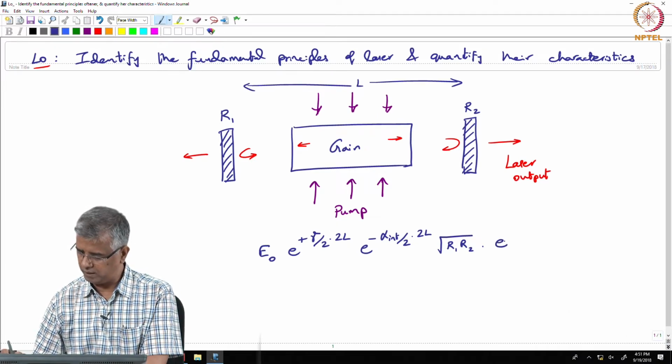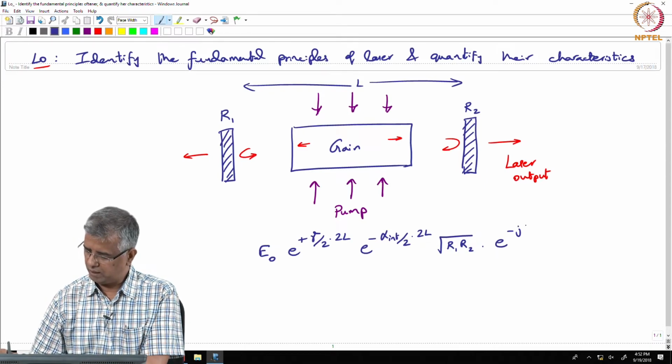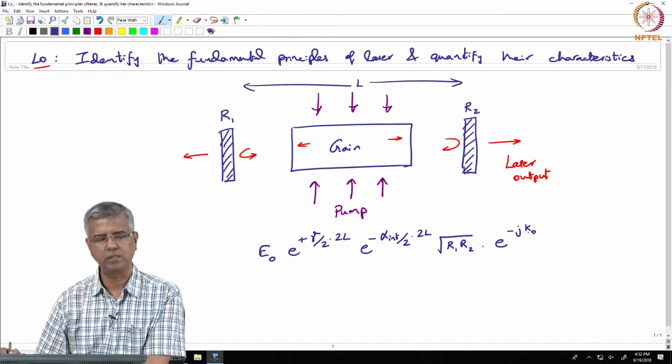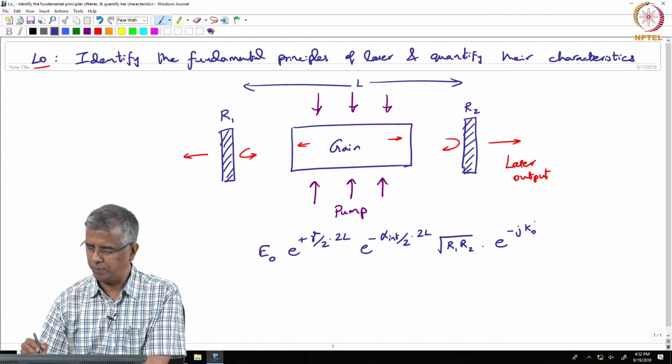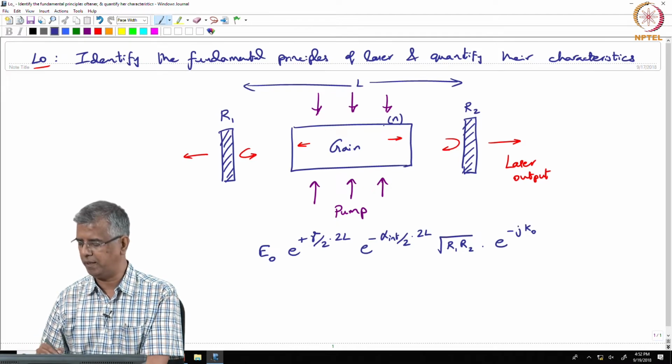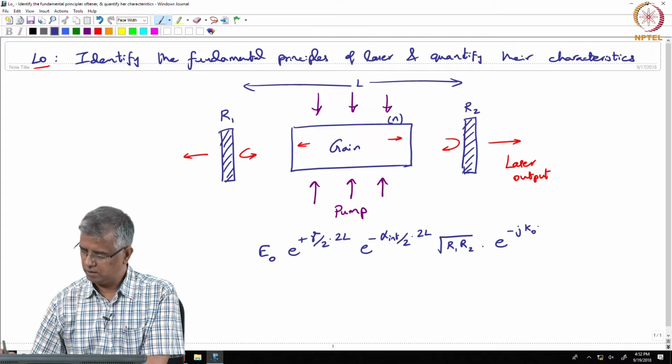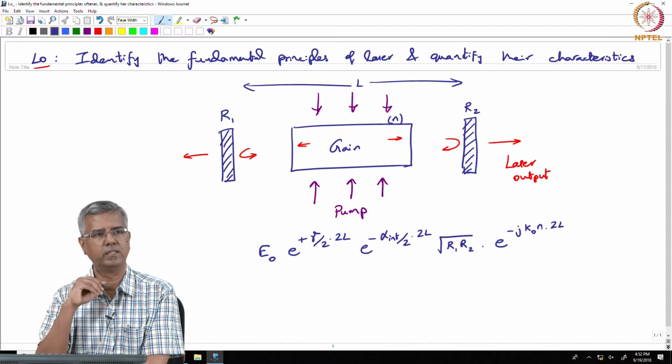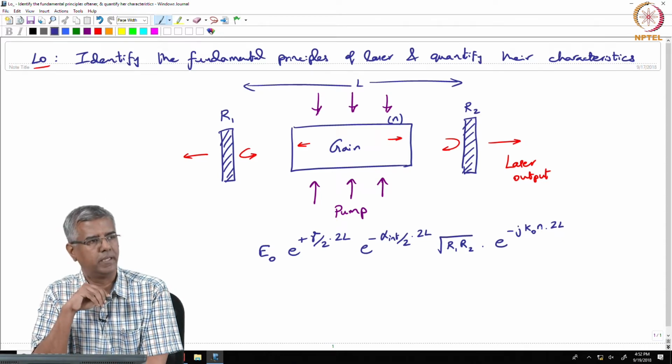So, that phase is accumulated as e power minus j k naught, where k naught is the wave number, multiplied by, once again if we say the refractive index of this medium, we call it as n. So, n times 2 times L is the phase that you accumulated within a round trip.